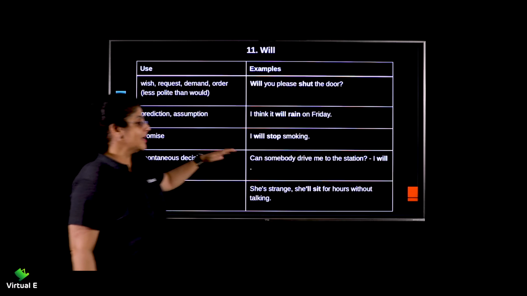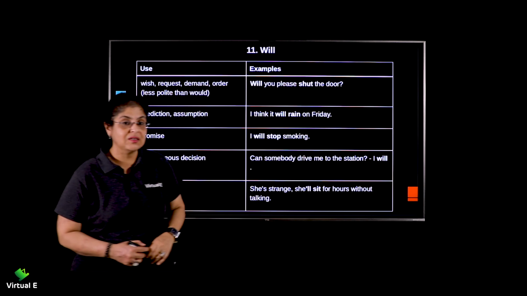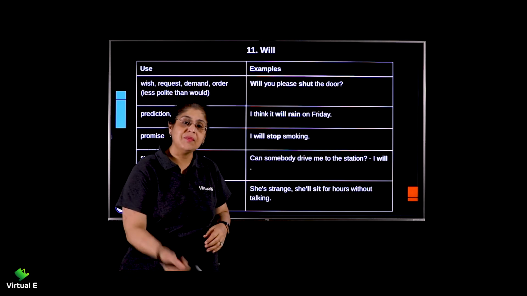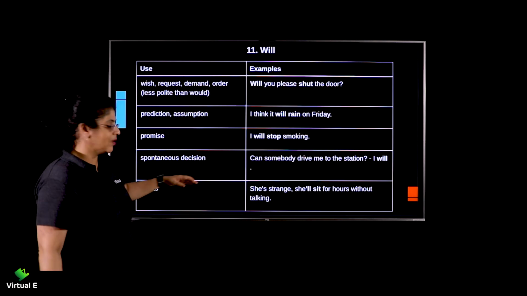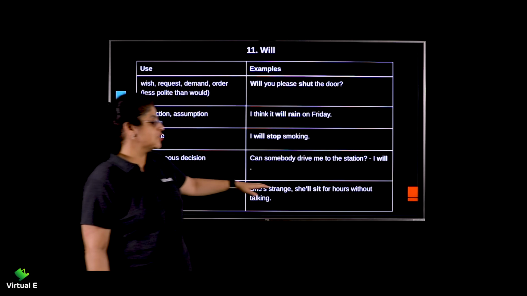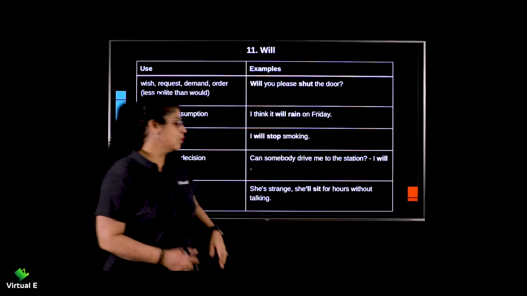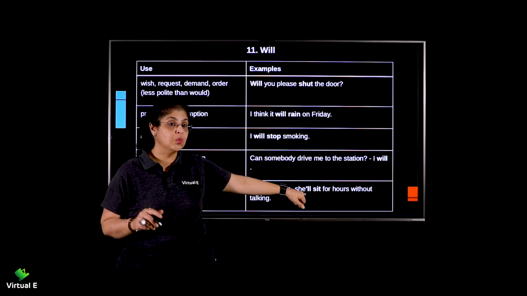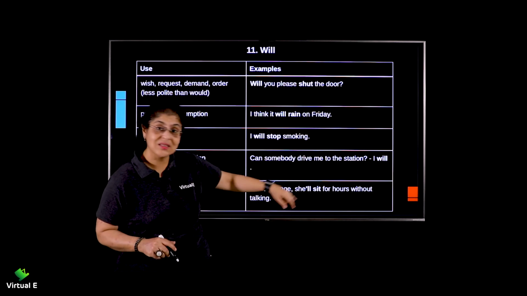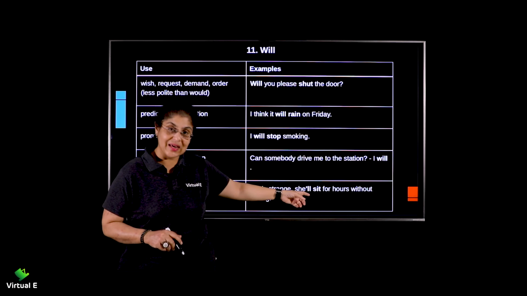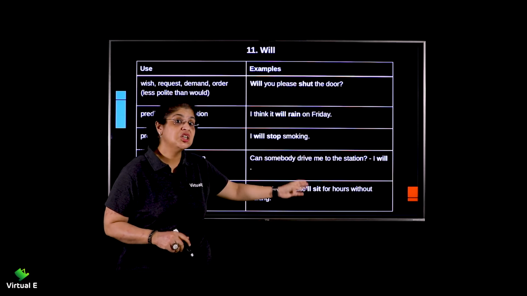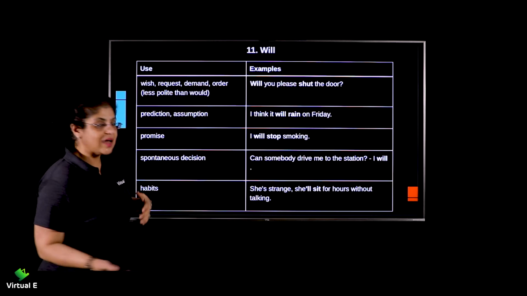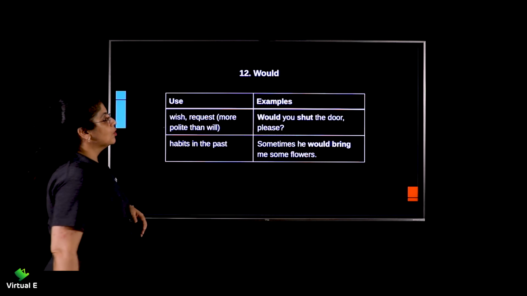Spontaneous decision. Can somebody drive me to the station? I will. It is a spontaneous decision on the spot. Immediately, it's a decision and you say, yes, I will. Habits. She's strange. She'll sit for hours without talking. Apostrophe double L, short form of will. So will is there. The word is not very clear there, but yes, it exists. She will or she'll. She'll sit for hours without talking. That's a habit, right? That was your will.